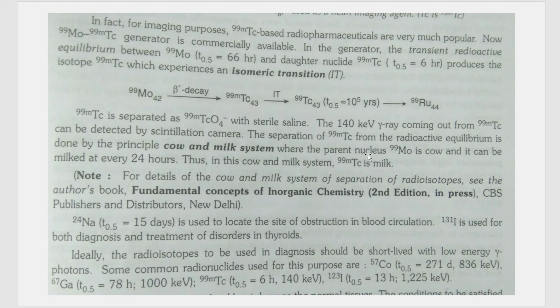So the separation of this technetium from the Mo-99 is done on the basis of the cow and milk system. Okay, so the parent nucleus here is Mo-99. When Mo-99 undergoes beta decay, it will give you technetium, atomic number 43. So Mo-99 here, we said you can discuss the cow and milk system, how Mo-99 gives out technetium can be understood by using the cow and milk system.